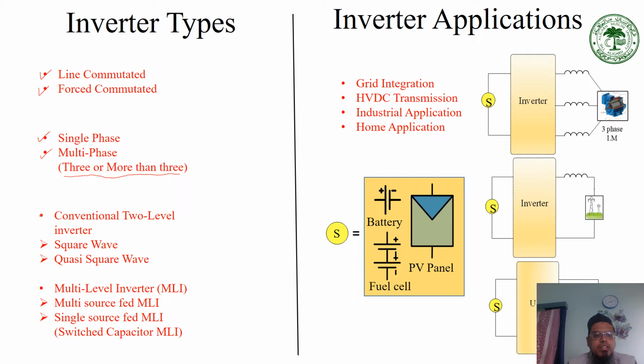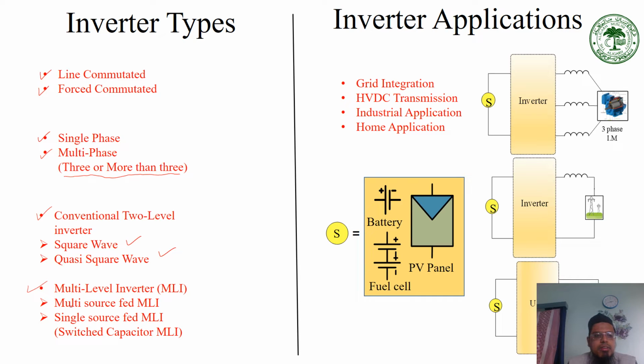Then we have a classification based on the conventional two level, in which we have the square wave and the quasi square wave, and the multi-level inverter. In multi-level inverter, the number of levels in the output voltage is more than 2, so 3 and above. Normally it's an odd number, 3, 5, 7 and 9 and so on.